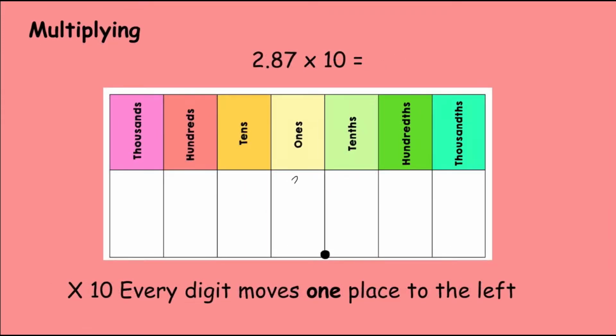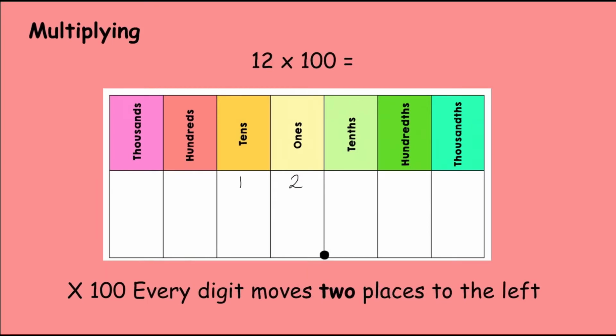Here is an example of this using a decimal number. When multiplying by 10, all digits, including those after the decimal point, move one column to the left. The 2 goes from the ones to the tens. The 8 goes from the tenths to the ones. The decimal point never moves. The 7 goes from the hundredths to the tenths. Therefore, 2.87 times 10 is 28.7.